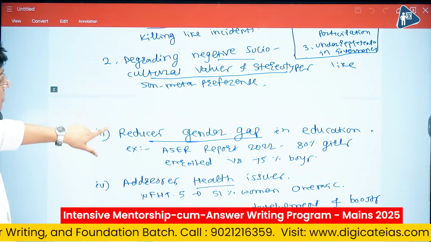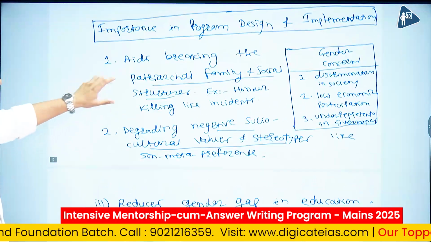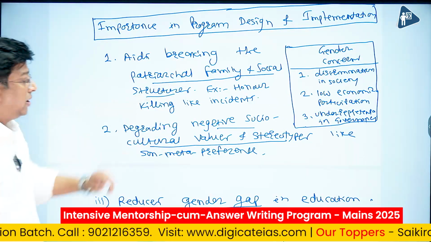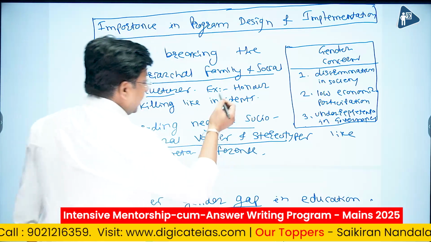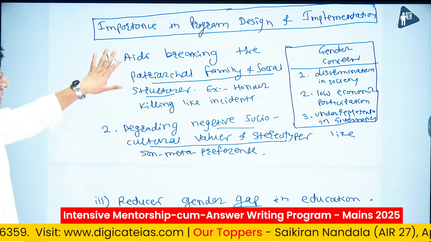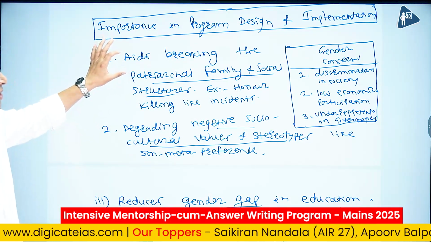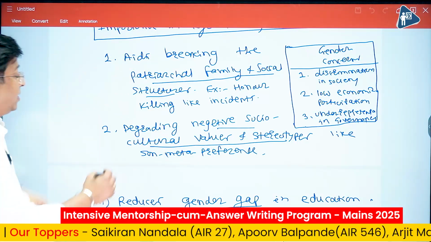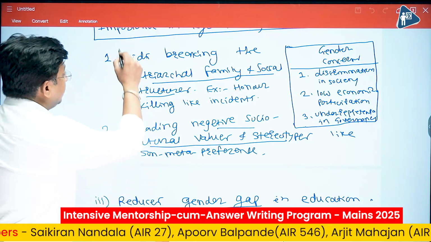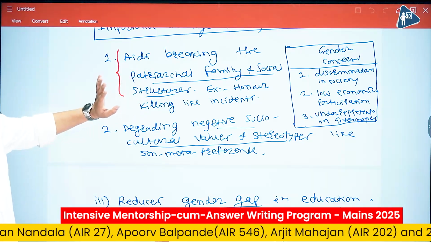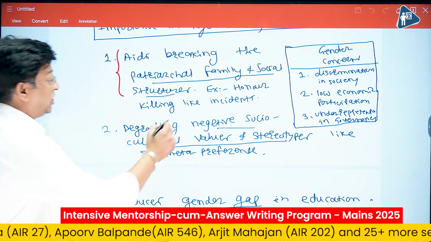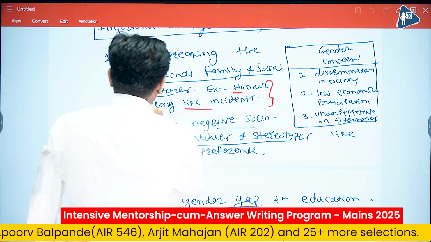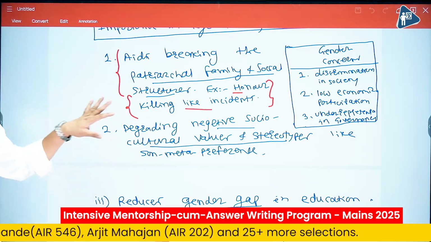Now see, I am trying to substantiate each and every point with an example. Here I give the example of honor killing, and I am writing my point in only 7 or 8 words. My argument, or main point, I am writing in a very brief manner, and I am substantiating it with a very precise and concise example.